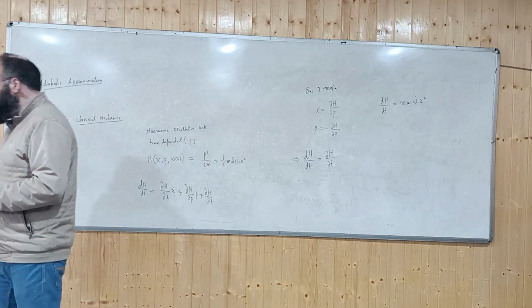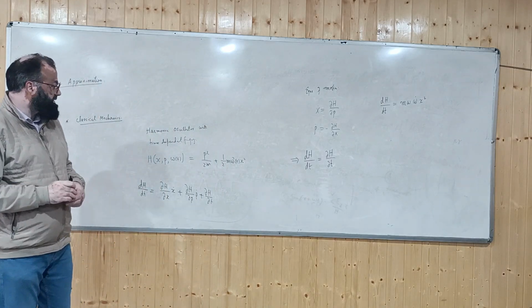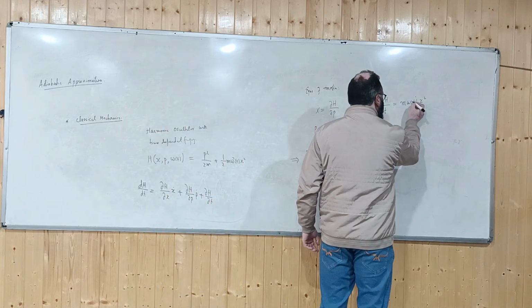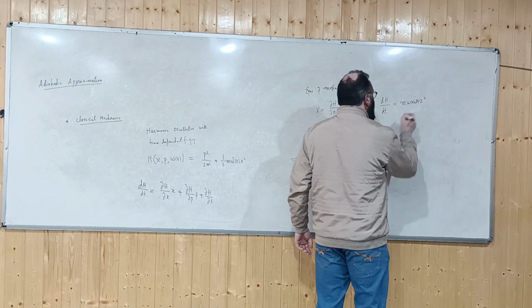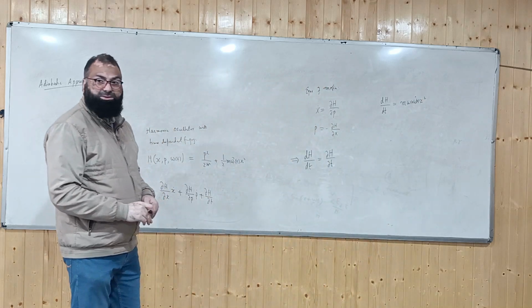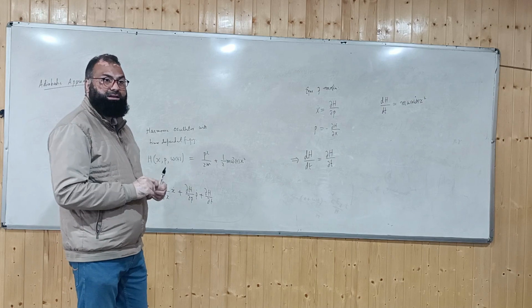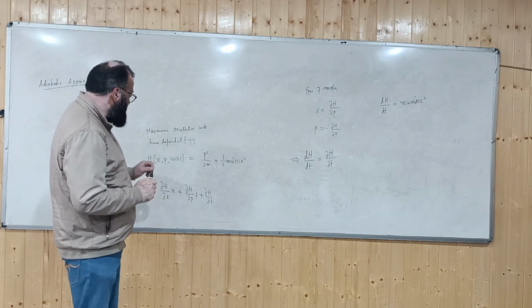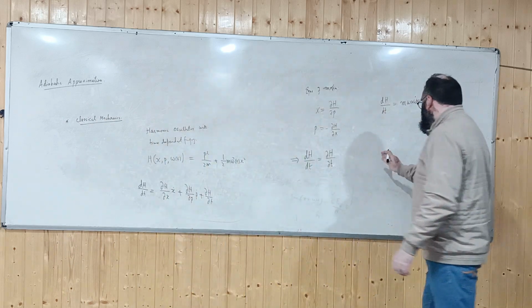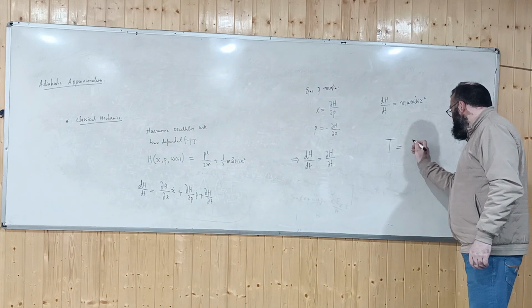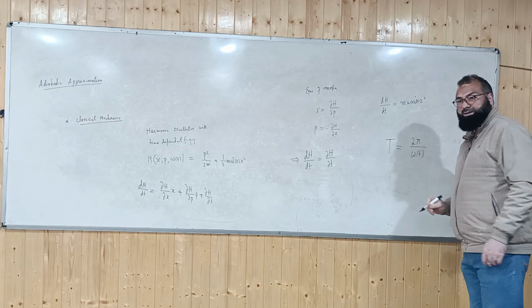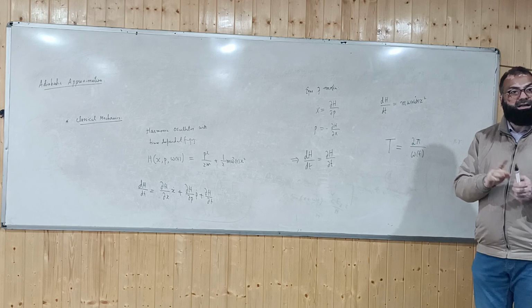So now let's try to understand what this adiabatic evolution means. Clear? Okay, so for this harmonic oscillator, let's call the time period T. It will be 2 pi by omega(t). Clear? So this is the time period.